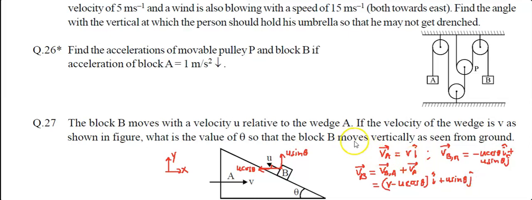Now it says it should be moving vertically. That means the x component should be 0. So for this motion, the velocity's x component should be 0, so you make it 0. Once you make it 0, you get V is equal to u cos theta. That means cos theta should be equal to V by u. From here you can write theta is equal to cos inverse V by u. So this is how you can find theta, so that B moves vertically with respect to ground.